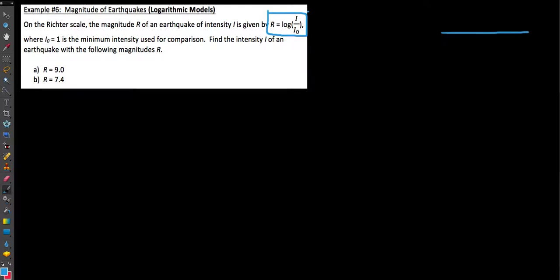Just like with almost all of our models, we have I and R, and I'm going to put I on the left and R on the right, because R is the variable we already have solved for, in other words our dependent variable. The magnitude of an earthquake depends upon its intensity I. We've been given some magnitudes, and we want to determine the intensity. So looking at our model, we can plug these values in for R and solve for I.